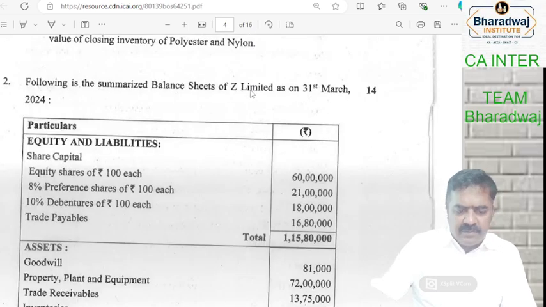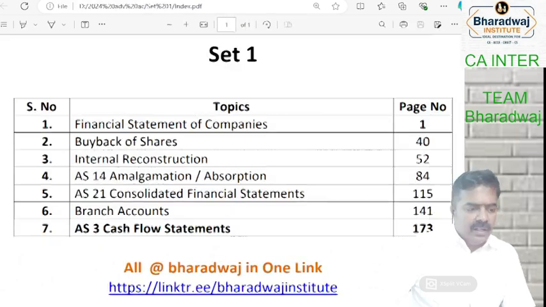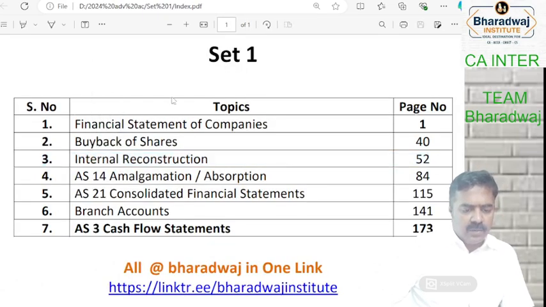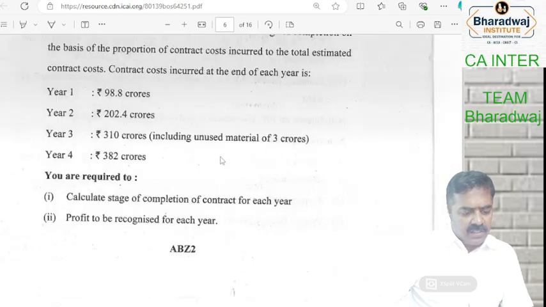Look at this. Balance sheet of Z Limited is given to us. They ask you to prepare the capital reduction account. Nothing but internal reconstruction. That is there in set 1.